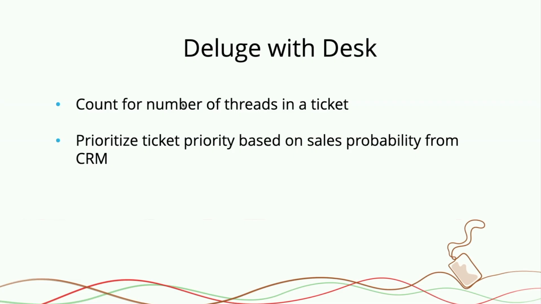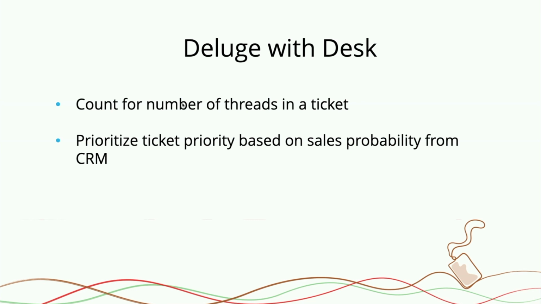Another thing you can do with Deluge is you can prioritize the ticket priority based on the sales probability from CRM. The integration between CRM and Desk out of the box works really great. It will allow you to view your tickets in a sort of Kanban view. It's going to put categories for if they're a lead, if they are a contact, if you have an open opportunity with them, or if they're a closed-won customer. That in itself is really great because it allows your support team to prioritize those tickets based on how they are labeled inside your CRM.